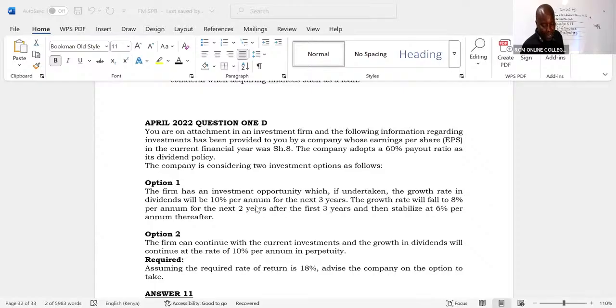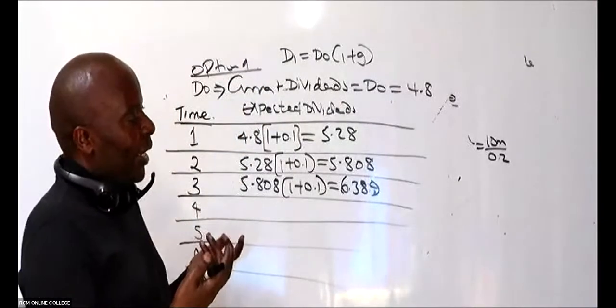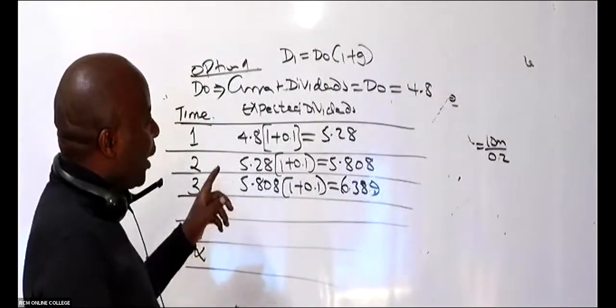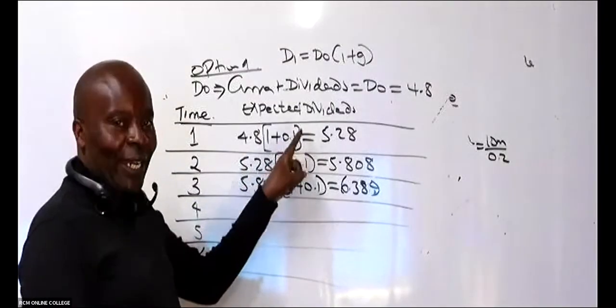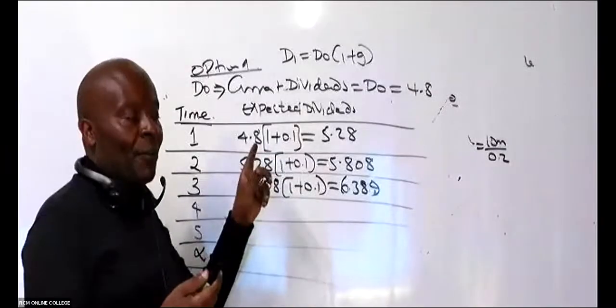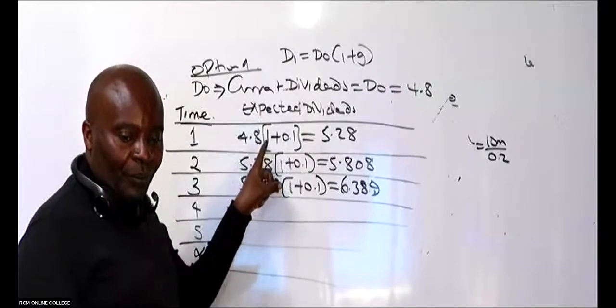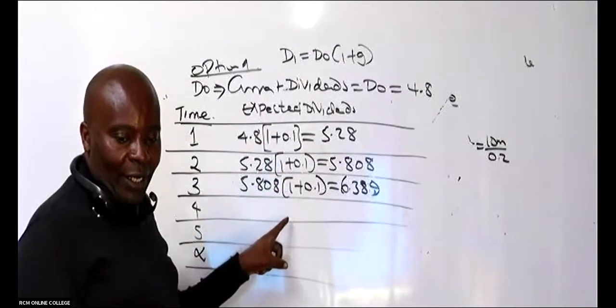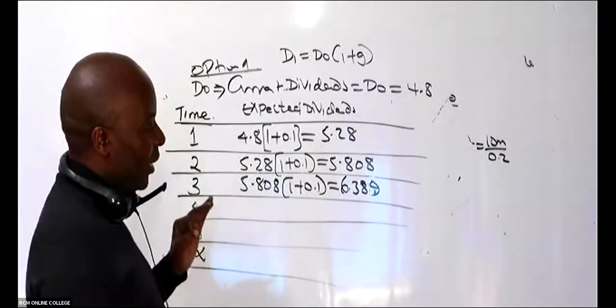After that, for the next 2 years, they're telling us the growth rate will fall to 8% per annum for the next 2 years. Now, please listen. I know you can say 4.8 times 1.1 squared, and you get the same answer, but I prefer going the longer way, because this way you will never make mistakes. 3 decimal places, 6.389. Great, thank you so much.